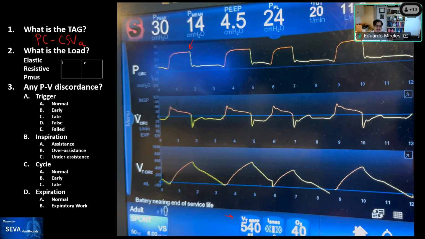That's one of them, because after that, if you go and try to read this, you could read this as, so let me pause for a second and ask a little bit about inspiration. Do you think that this patient is assisted, over-assisted, or under-assisted? And Ariel, I presume that you meant failed trigger, not false triggering.